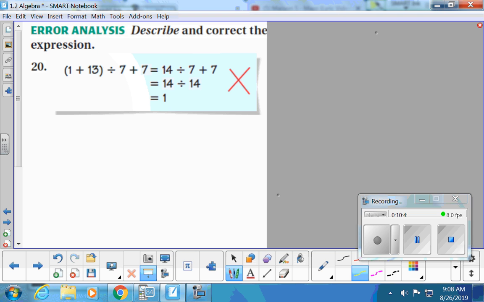For sure. Alright, Dylan, what's the error? They didn't try before adding. Yeah, so it looks like they did this first. They got the 14. That was great. They were on track, right? But then right here, 14 divided by 7 needs to happen next. And that should have been 2 at that point. So it should have been 2 plus 7 at that point. And what should the answer have been, Dylan?